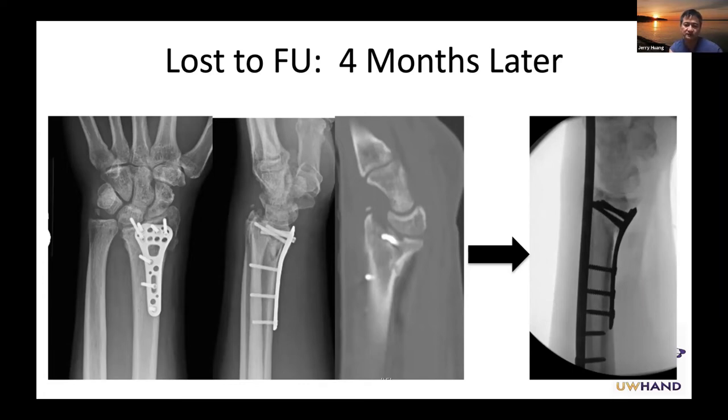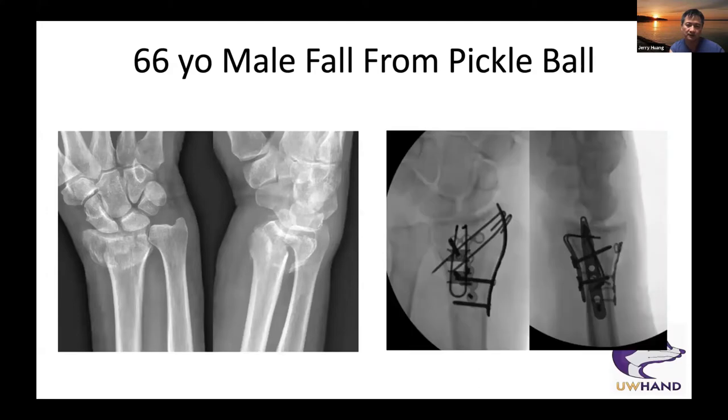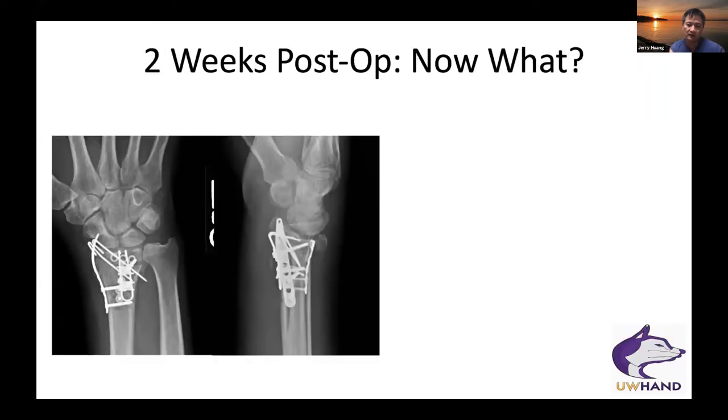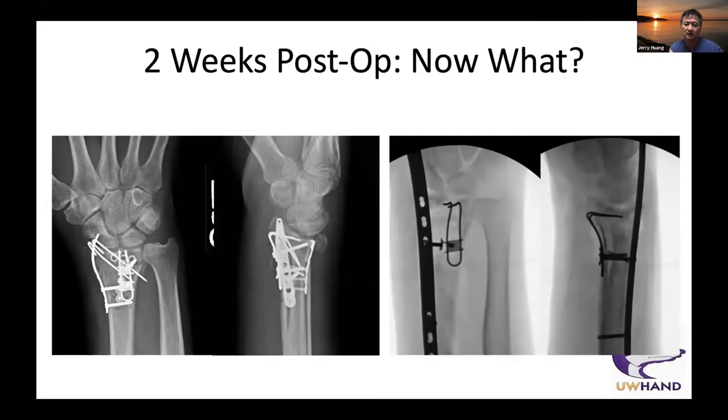This is where a bridge plate is a great bailout for reducing the radiocarpal joint, also providing axial stability. Another example here: pickleball injury, fragment-specific fixation volarly, dorsally, and also a radial styloid plate. The patient is falling off dorsally, the entire carpus is translated dorsally. Again, a bridge plate is a great bailout as far as providing stability and also addressing radiocarpal translation.